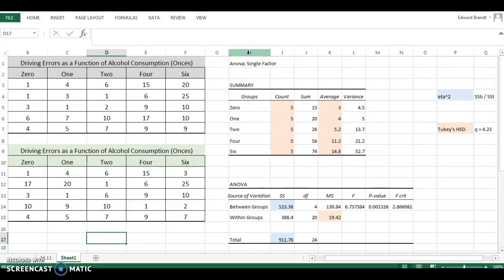Hello, for this screencast, we're going to spend some considerable time on item number 16.11 from the text. This is from week 3, and in this screencast, I'm going to do a couple things. First, I want to talk briefly about the overall big picture of a single one-way ANOVA, which is the type of problem we're working with here in Chapter 16.